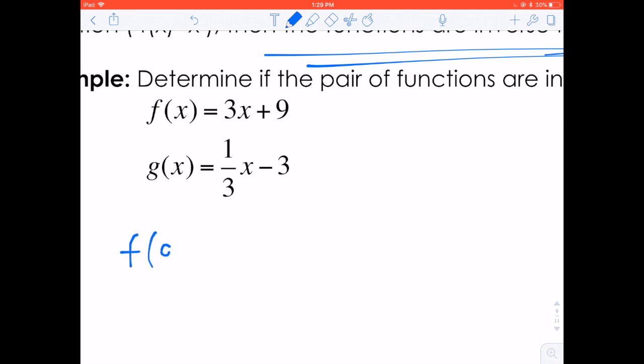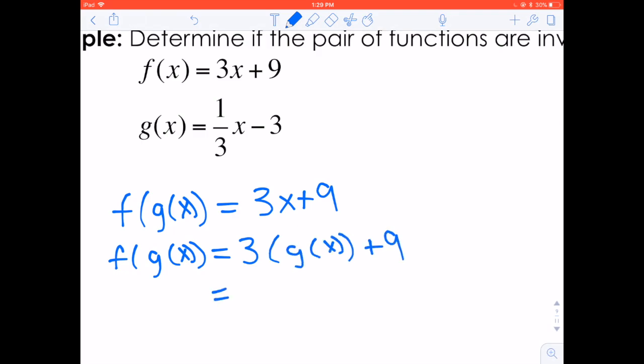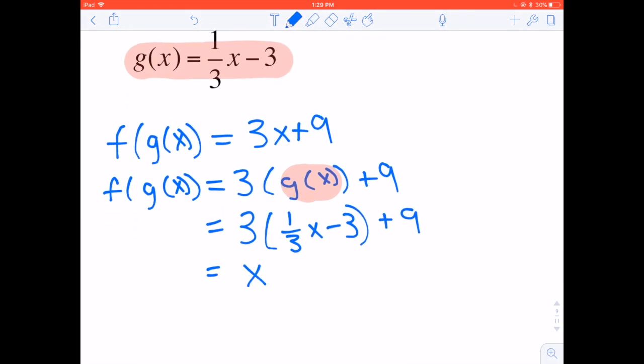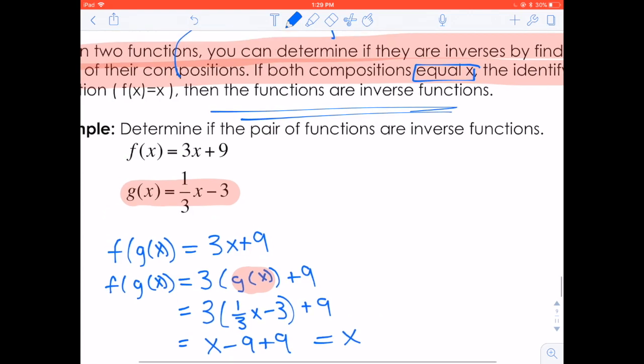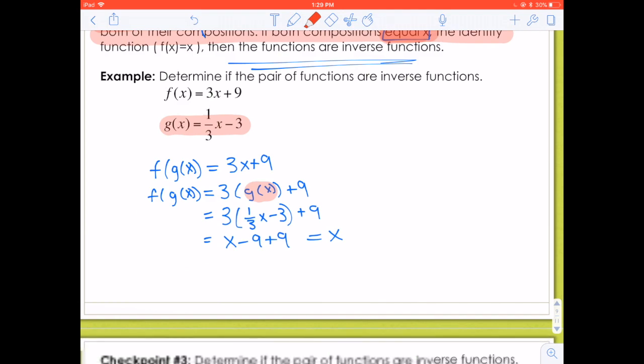So let's look at this example. I first need to find f of g of x. f of x equals 3x plus 9. So f of g of x equals 3 times g of x plus 9, which equals 3 times 1/3 x minus 3 plus 9, because g of x is 1/3 x minus 3. That's going to give me x minus 9 plus 9, which equals x. Like my definition said, it has to equal x. It does. But now we need to check the other one.